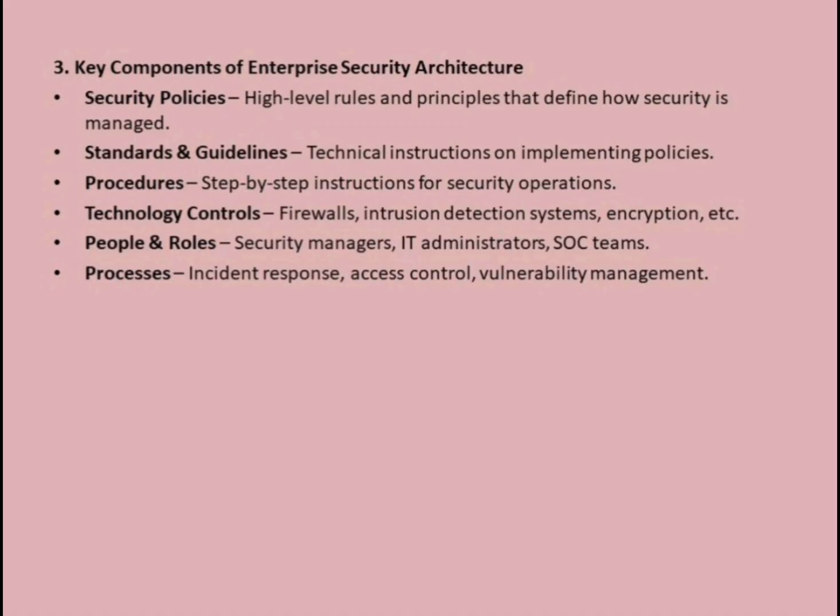In ESA, every role is important for success. 6. Processes. Processes are ongoing activities that keep the security program running. Examples include incident response, how the organization reacts to attacks, access control, who is allowed to access what, and vulnerability management, regularly checking and fixing weaknesses in systems. For example, in vulnerability management, IT staff may run scanning tools every month to detect outdated software that hackers could exploit, and then patch it immediately.